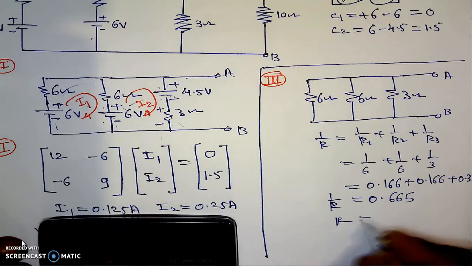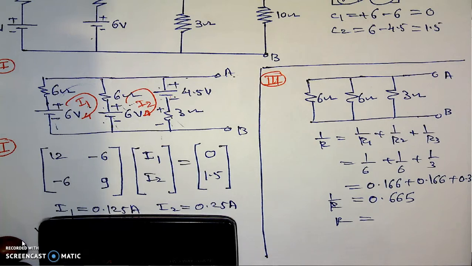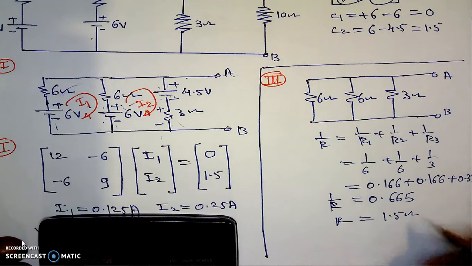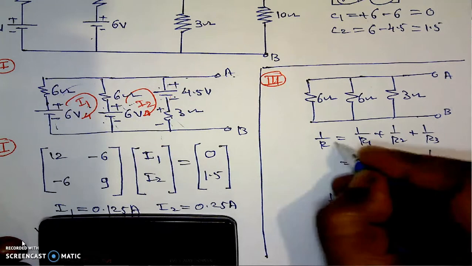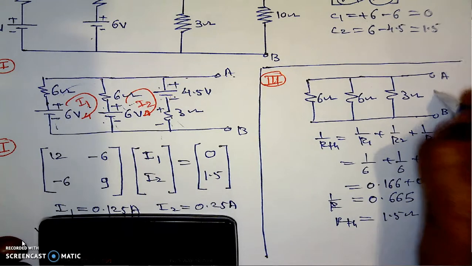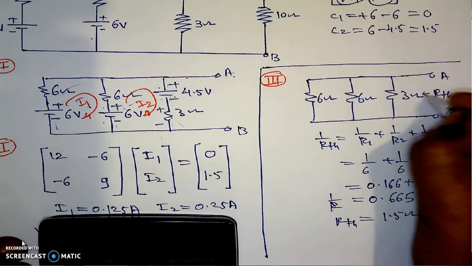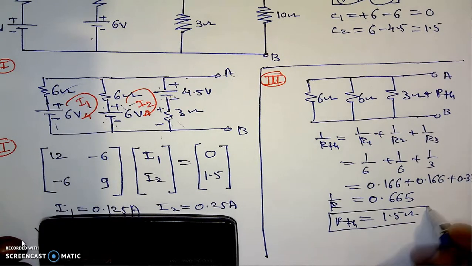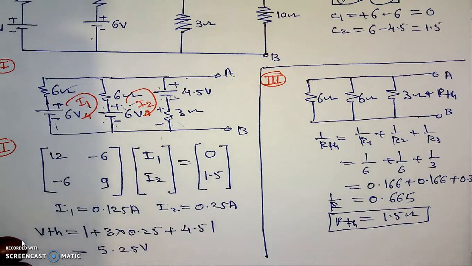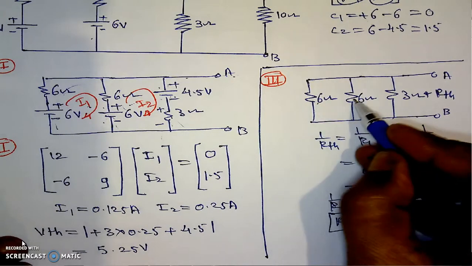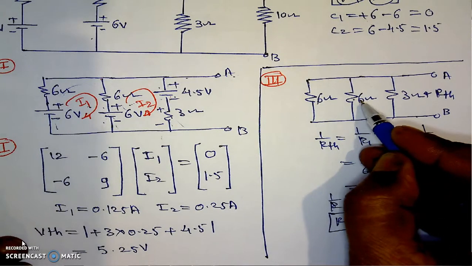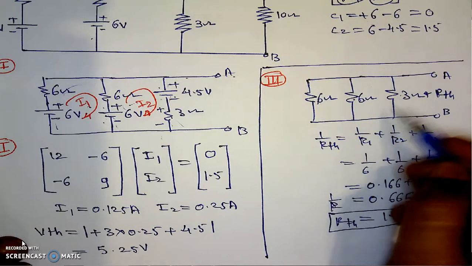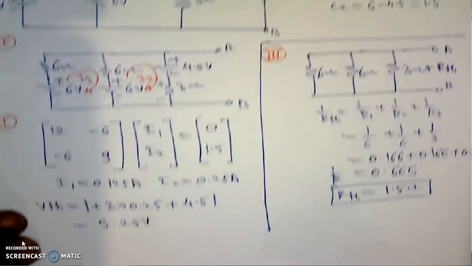Then R is equal to its reciprocal, that is 1 divided by 0.665, which is 1.5 ohm, is the RTH. This is RTH. If we know the VTH and RTH, otherwise the simple trick will be the parallel combination of these. 6 in parallel with 6, that is 3, and 3 is parallel with 3, its half value, that is 1.5. That will be the answer.